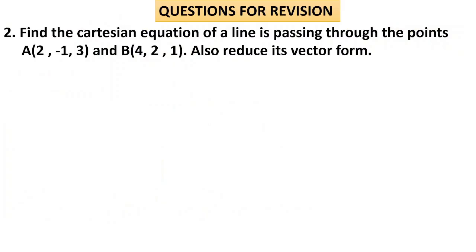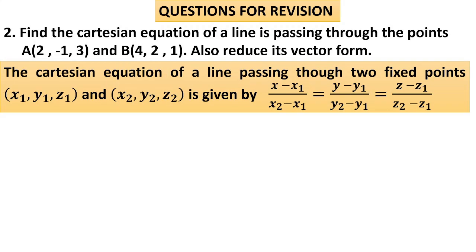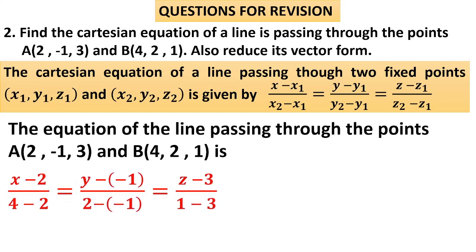Go to question number 2. Find the Cartesian equation of a line passing through 2 points, also deduce its vector form. We have been given 2 points now. We know how to get the equation of a line when 2 points are given: (x minus x1)/(x2 minus x1) is equal to (y minus y1)/(y2 minus y1) is equal to (z minus z1)/(z2 minus z1). Let us apply it now. It will be (x minus 2)/(4 minus 2), (y minus of minus 1)/(2 minus of minus 1), (z minus 3)/(1 minus 3).